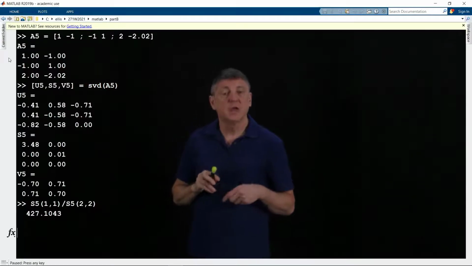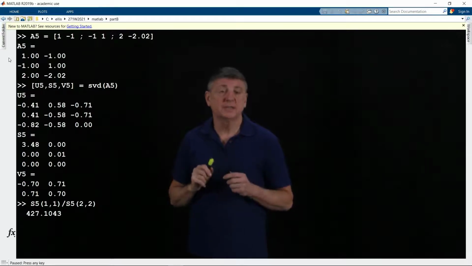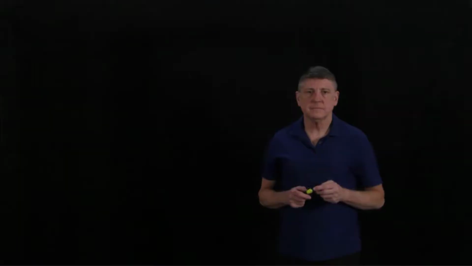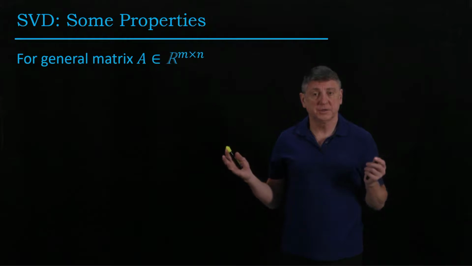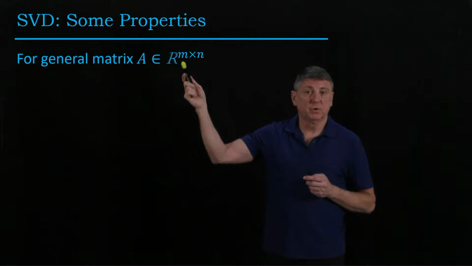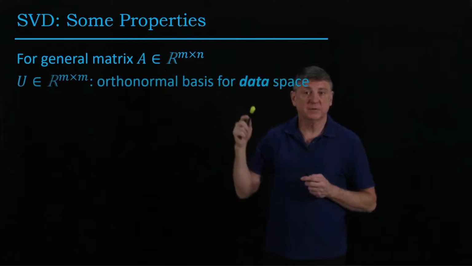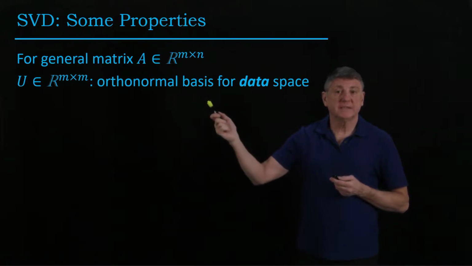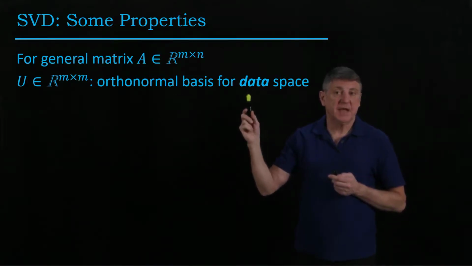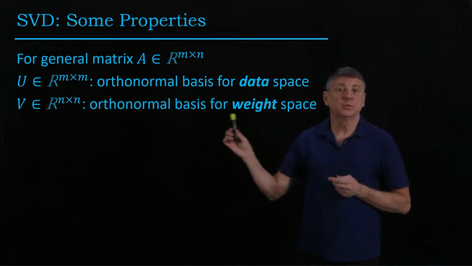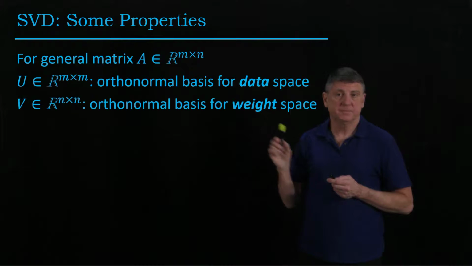So now, let's turn and summarize what we've learned in this lecture. Some of the properties of the singular value decomposition that we've discovered is for a general matrix that has m rows and n columns and all real entries, that the U matrix is an orthonormal basis for the data space, and the V matrix, which is the right, is the orthonormal basis for the weight space.